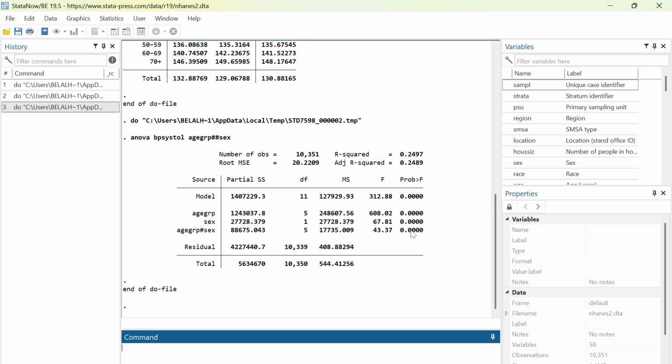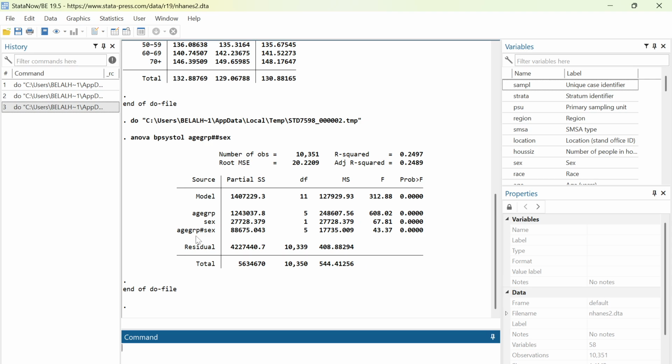That means there's a significant interaction effect. So what it means is that the increasing pattern of age, or age difference, is not the same for males and females. That is the right interpretation. But you can conversely interpret it like the difference between males and females in mean systolic blood pressure is not the same for all age groups.